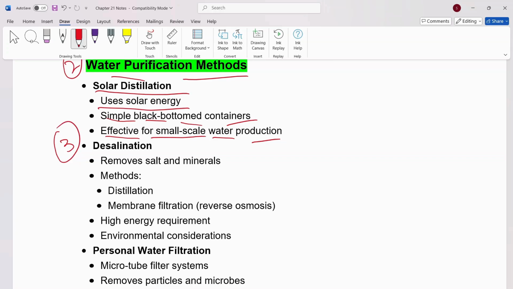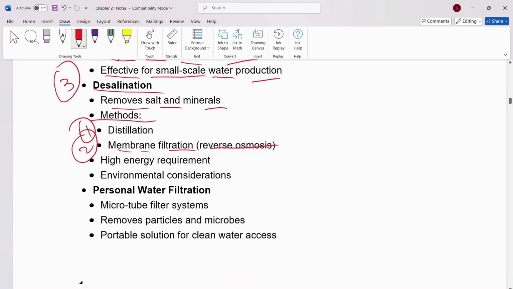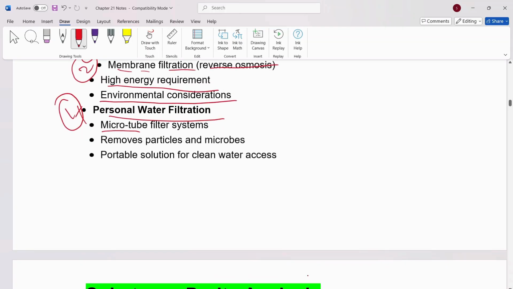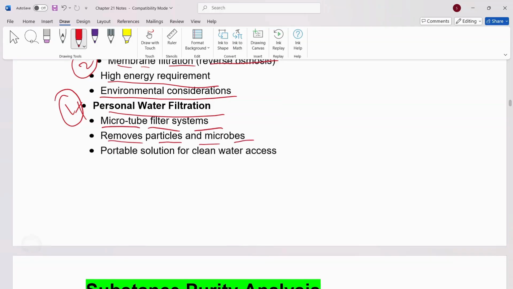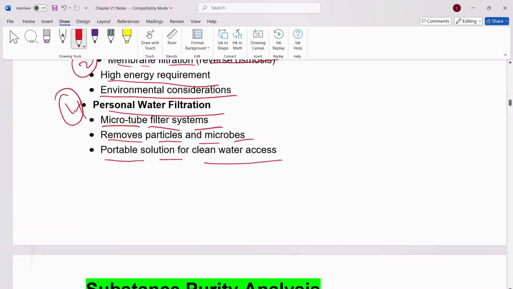Then we have desalination, which removes salt and minerals. Methods are distillation, membrane filtration, or reverse osmosis. High energy requirement and environmental considerations. Then we have personal water filtration. Here we have a microtube filter system, which removes particles and microbes, a portable solution for clean water access.